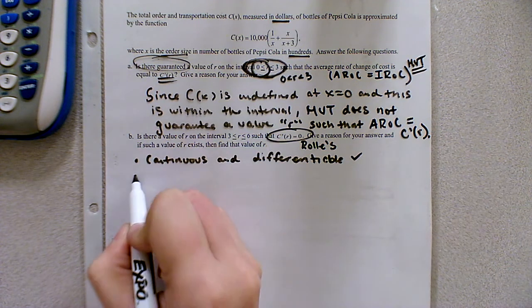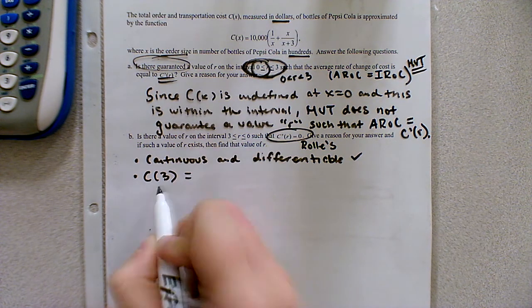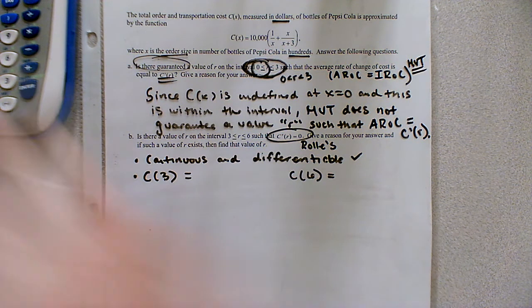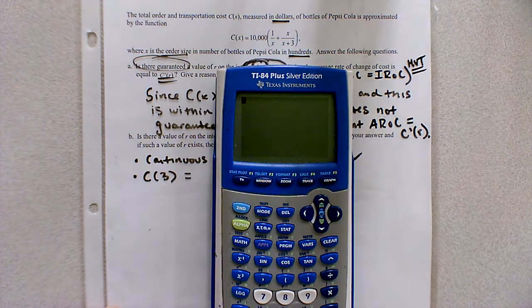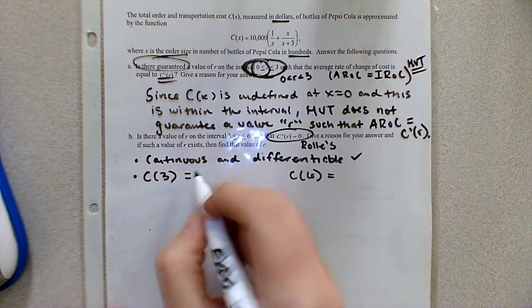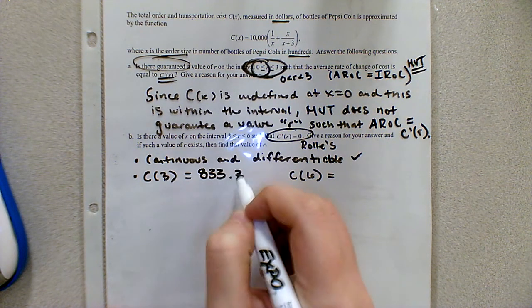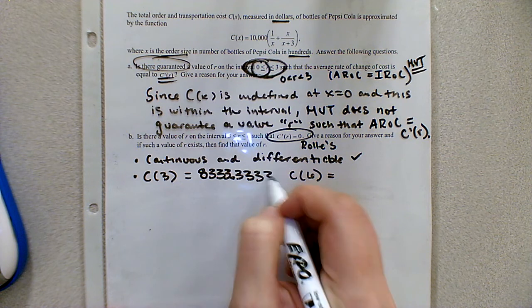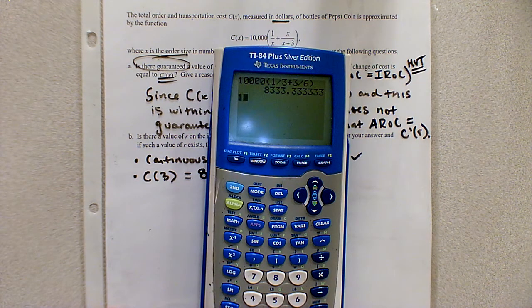Now we have to check the endpoints. So what is C of 3 and what is C of 6? So this is where we could use a calculator to probably help us out with this. 1 divided by 3 plus 3 divided by, if I plug in 3 there, that'll be 6. So 8, 3, 3, 3, and 3 is repeating. All right, let's go ahead and try 6 this time. So 1 divided by 6 plus 6 divided by 9. And looks like we get the same thing.